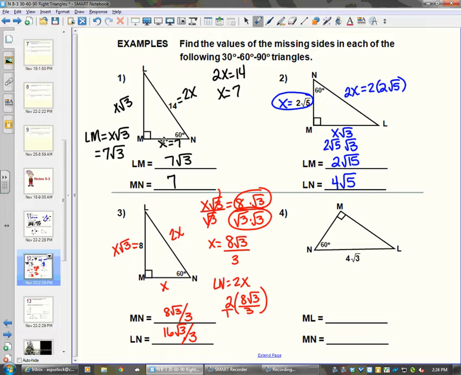Okay? All right, example 4. Where should the x go? Good, that should be on MN. Okay, what should be on NL?